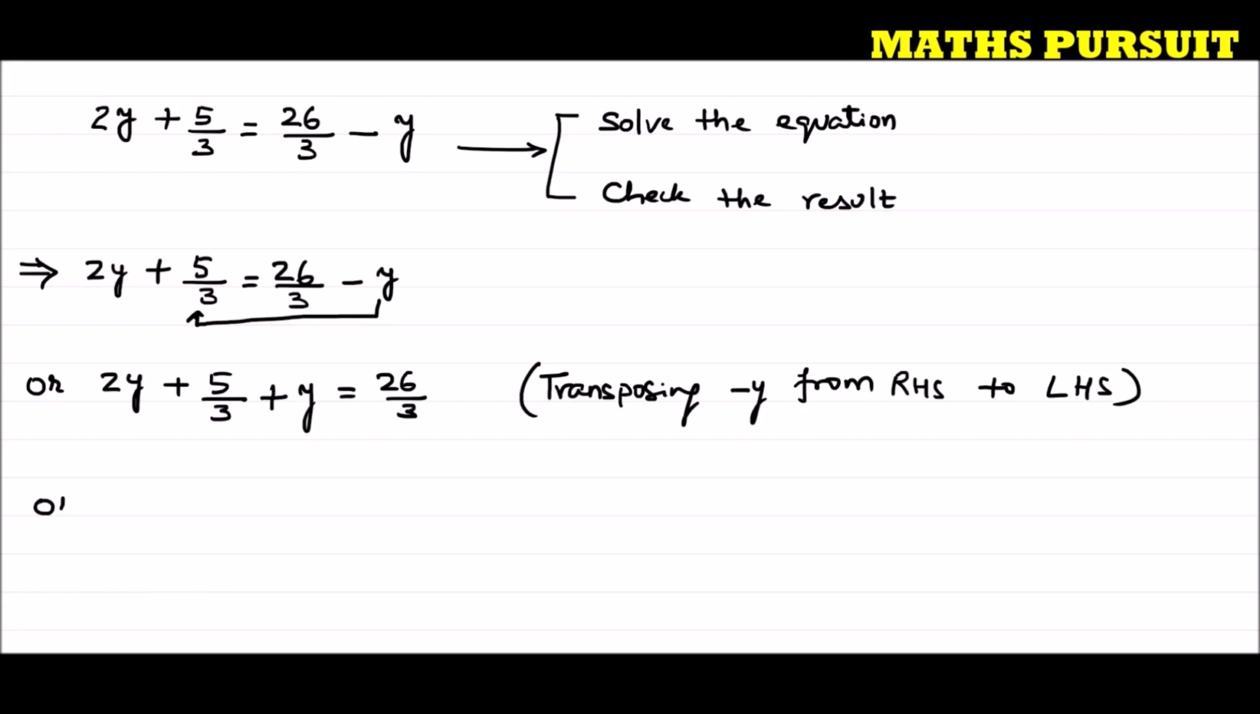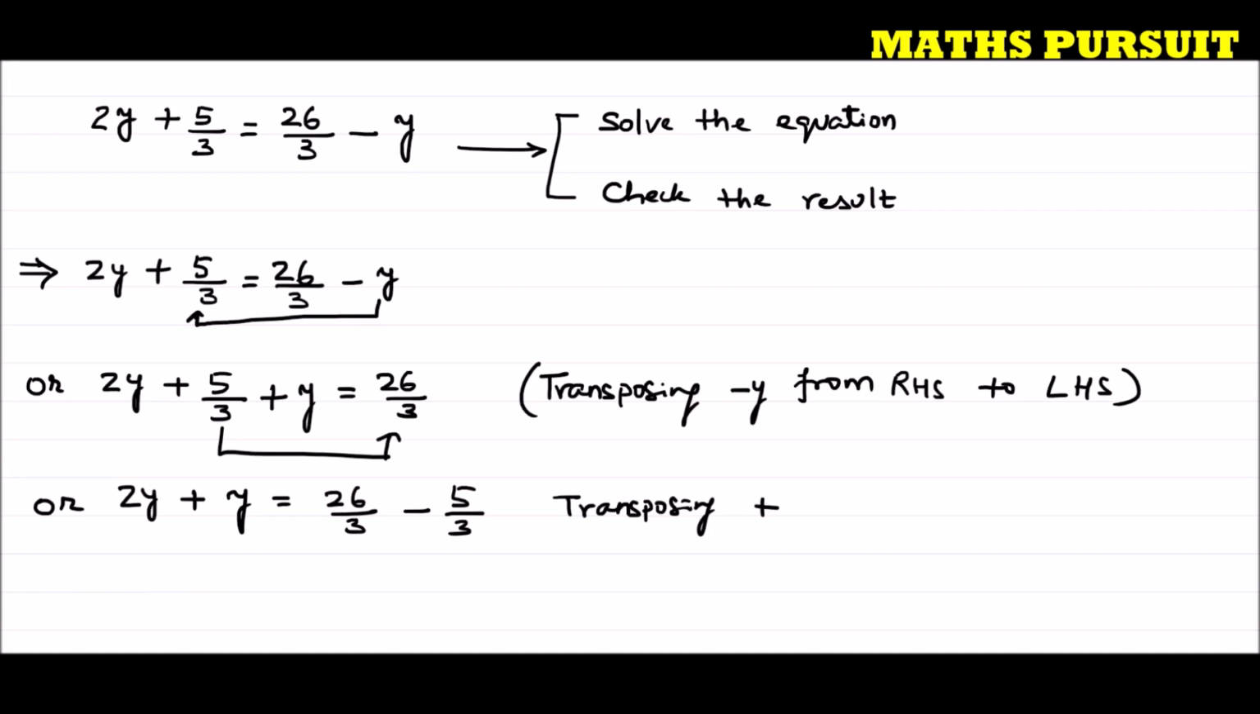Or I can write 2y + y is equal to 26 upon 3 minus 5 upon 3. What I did here is I just moved this 5 upon 3 from the left hand side to the right hand side. That means transposing plus 5 divided by 3 from the left hand side to the right hand side. Hope guys I am very clear till here.